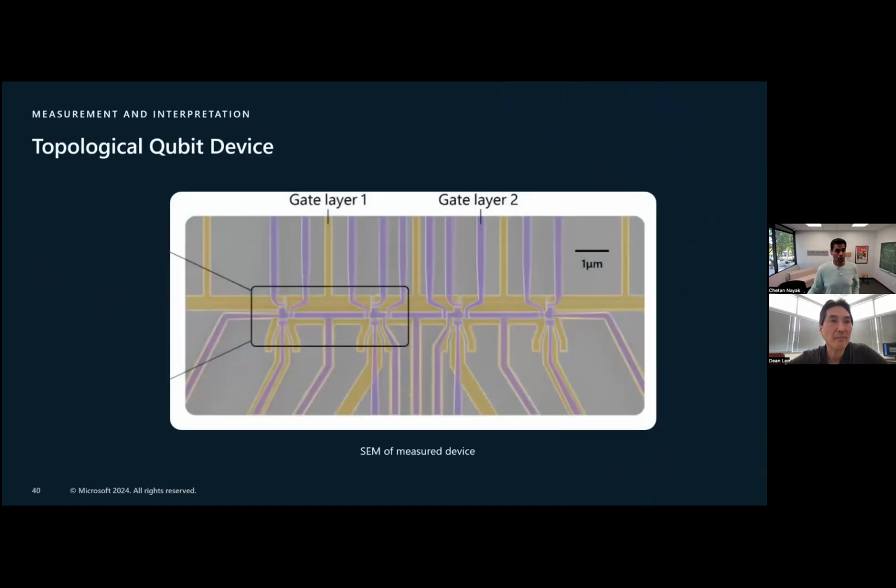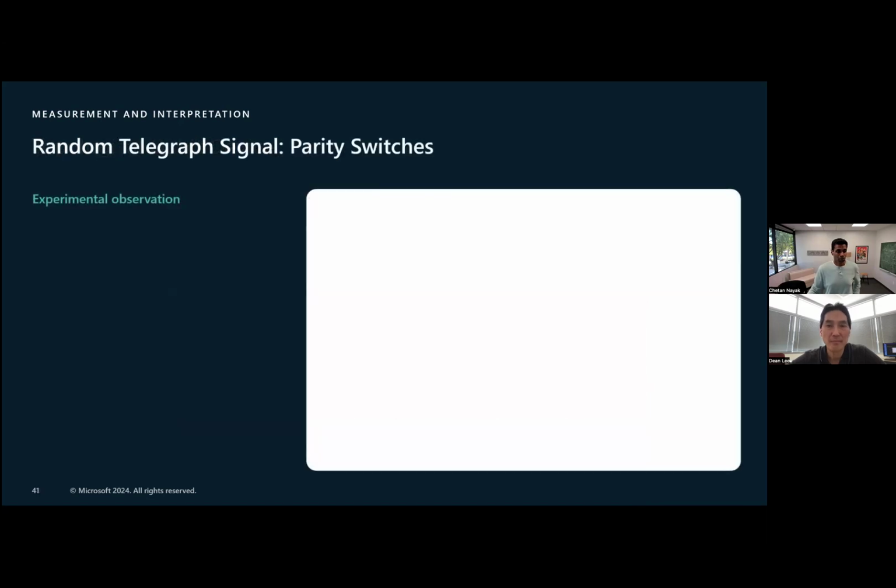So here is our topological qubit device. These are false colors distinguishing the first and second gate layer. I'm going to focus on this left part of the device. And here's what we observe when we measure that capacitance. We tune the nanowire to the topological phase.